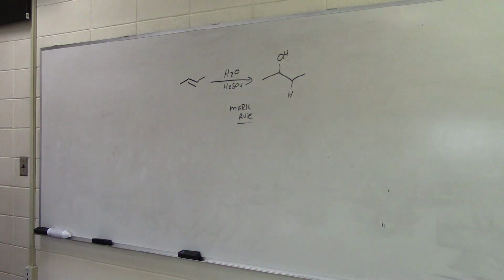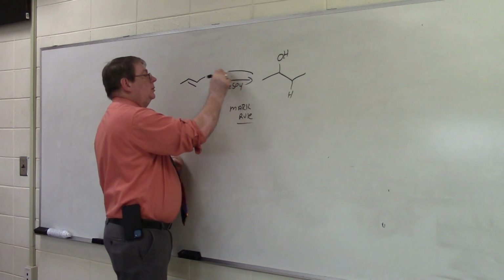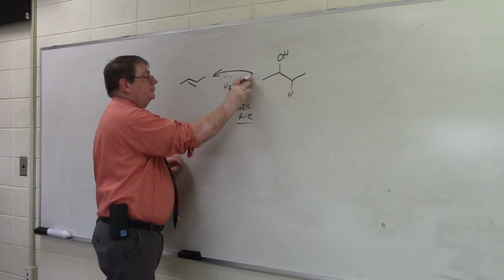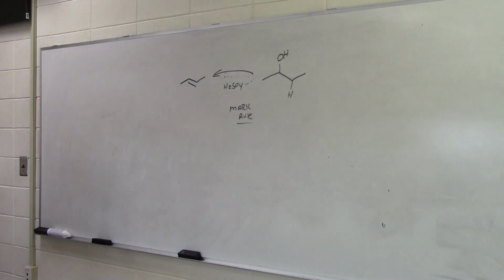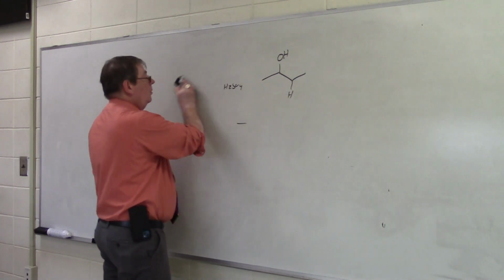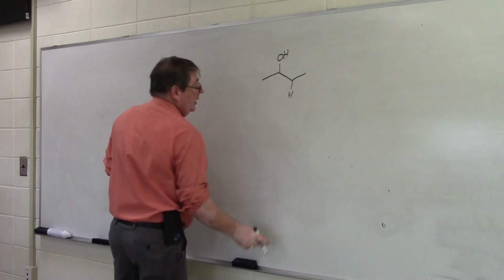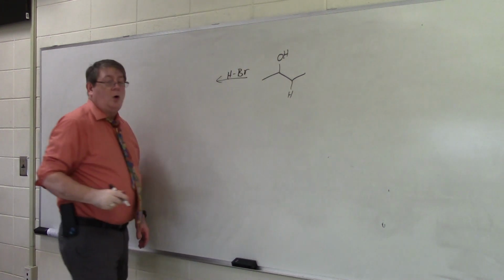We can also do the reverse. I can take the alcohol and remove water and get an alkene. Instead of adding water, I just use sulfuric acid, and it will do the backward reaction. So we can take alcohols and convert them into a variety of things. What happens if I take an alcohol and react it with something like HBr, hydrogen bromide? What do I get?